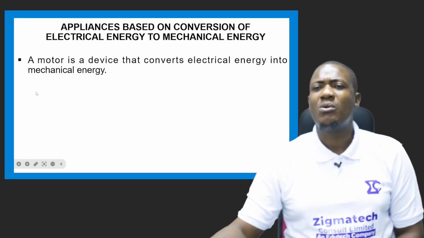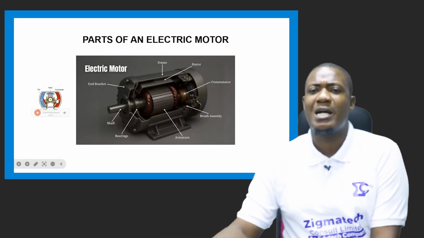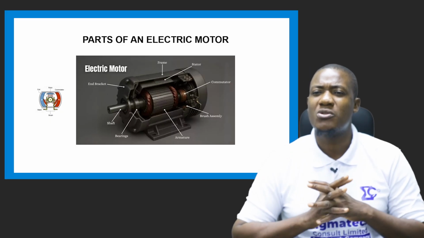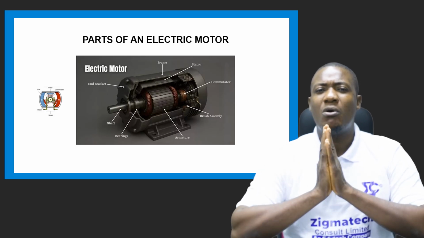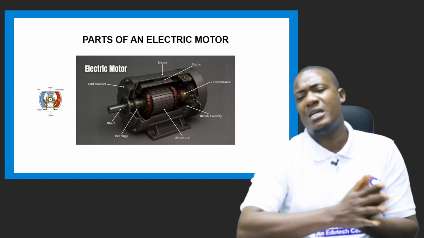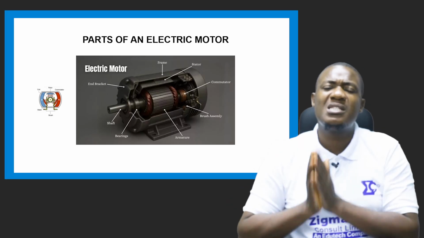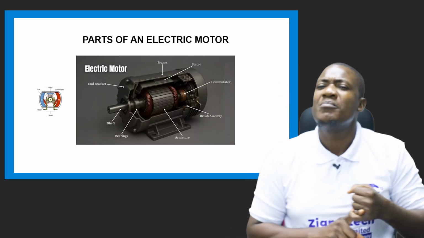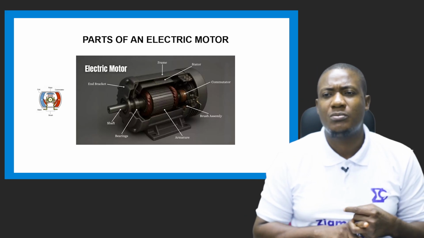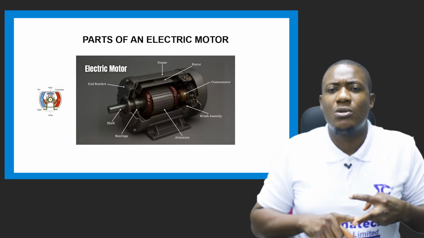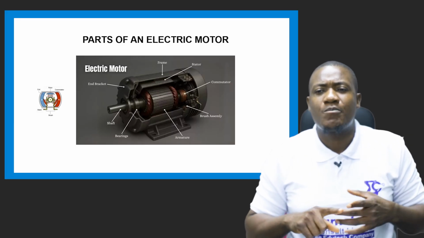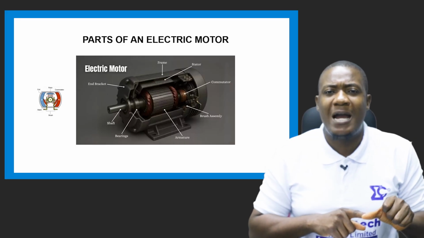Alright? Now let's look at the motor and the different parts of a motor. For every motor that you see in operation, be it DC motor or AC motor, they have the same parts we're going to look at. Number one, every motor has what we call the armature, has a commutator, has a stator. We always have a shaft.